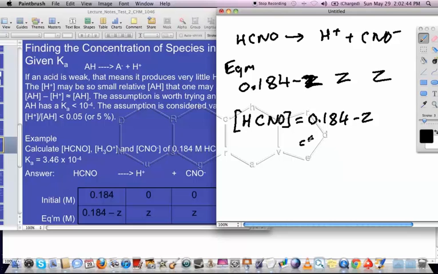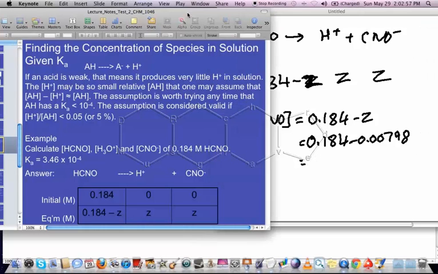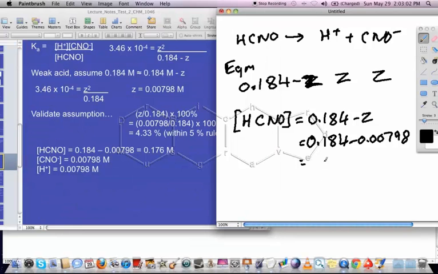which equals 0.184 minus 0.00798, which equals 0.176. Now when you're looking at the significant figures here, it's going to be based on the number of decimal places. We've got 3 decimal places here and 5 here in Z. So this is going to make this 3 decimal places, so it will be 0.176 molar. That'll be our final concentration of HCNO.